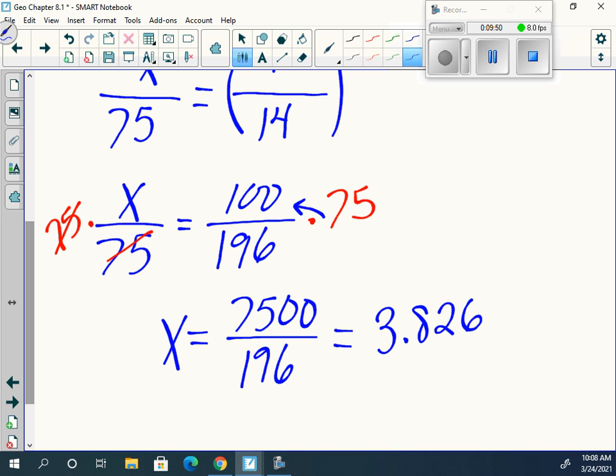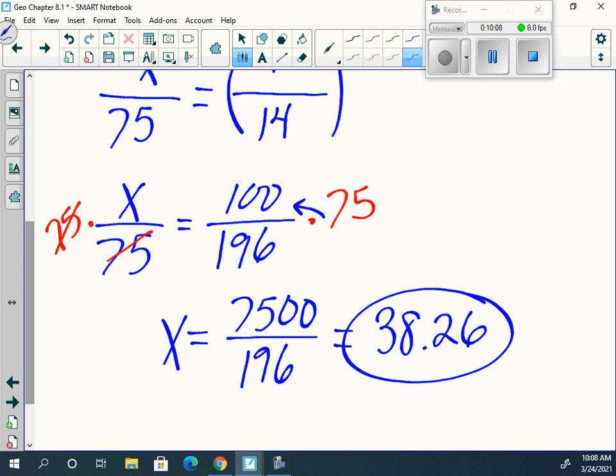Yeah, you did the same thing I did at the start, because we need one more 0. Yeah, I wrote 750 first. 38.26 would be the area of the other triangle.